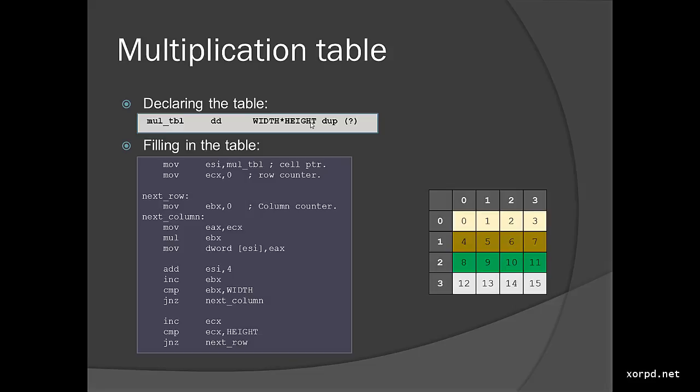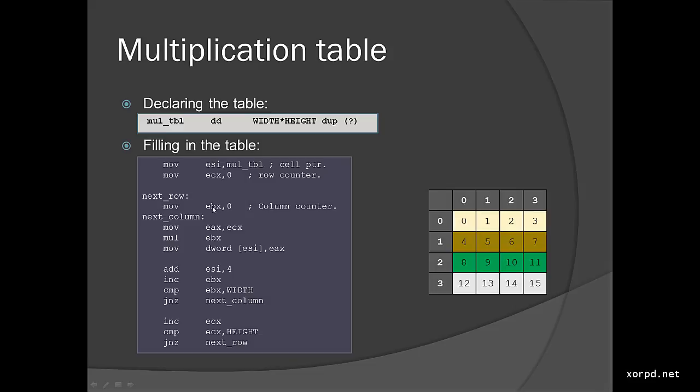This is the code for filling in the table. Don't be intimidated, we are going to check it out instruction by instruction. We are going to fully understand it. Let's take a look at what we can see. First, there is the initialization. We move this label mul table into ESI, and we also initialize two counters, one for the rows and one for the columns. Those are ECX and EBX.